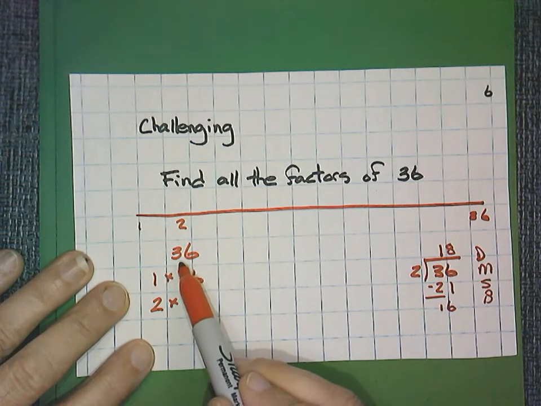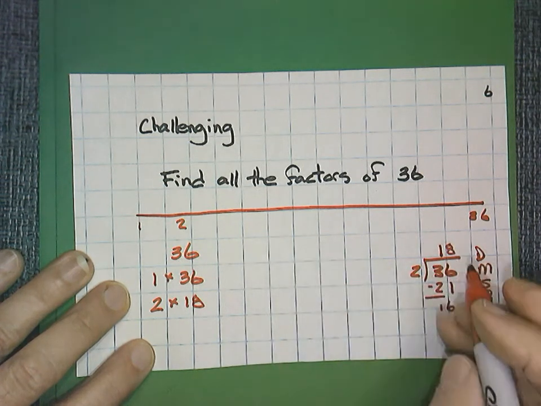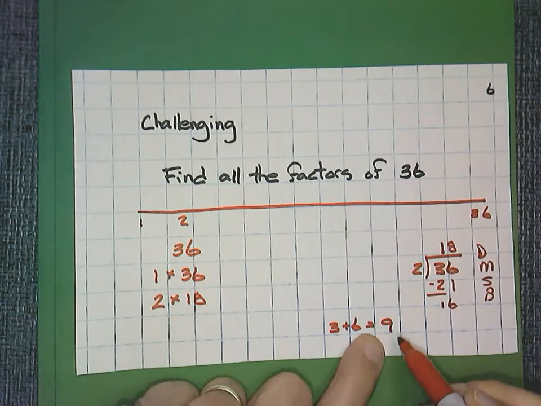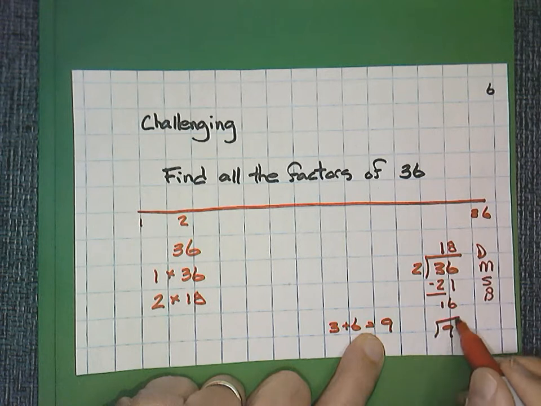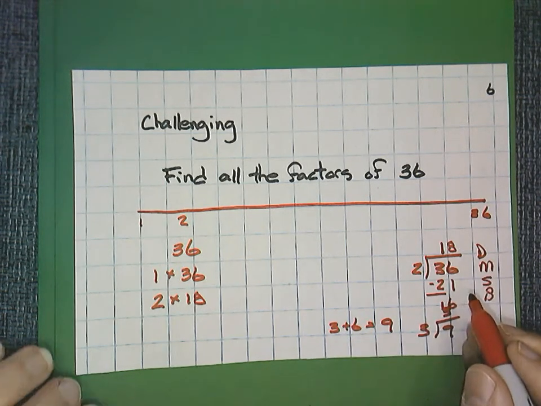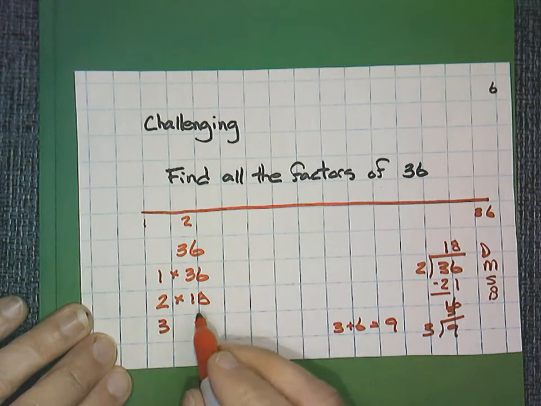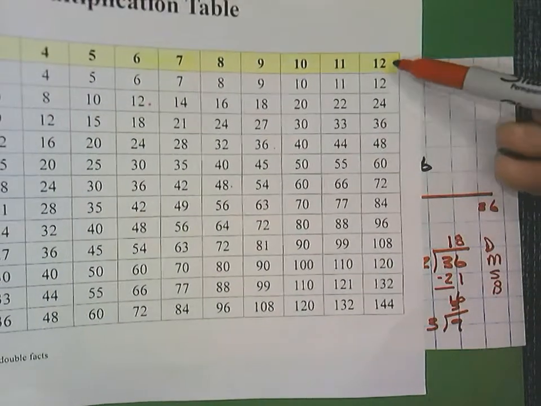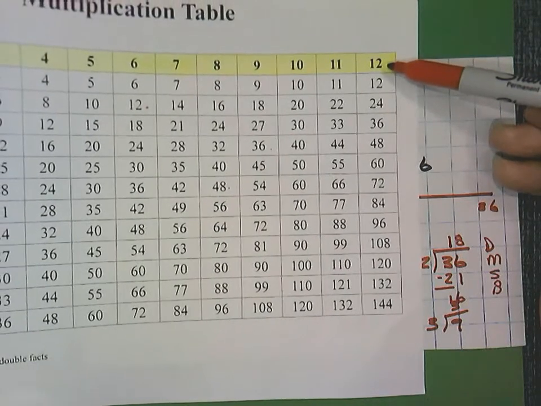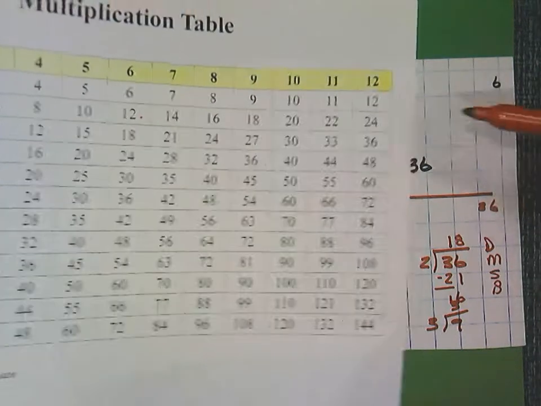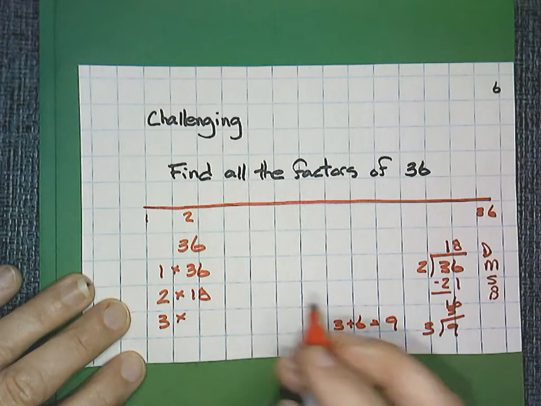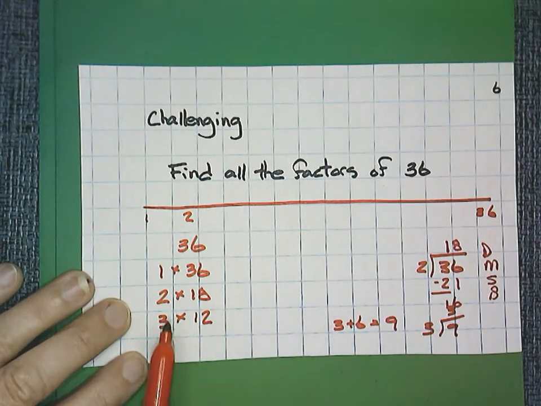How about 3? Well, we said that we can add. Do that over here. Let's see. 3 plus 6 is equal to 9. Is 9 divisible by 3? And the answer to that is yes. It goes 3 times. So 3 times, and this is where your multiplication chart will come in handy. I believe that if you go to your 12s, you know that 12 times 3 is equal to 36. So 3 times 12.